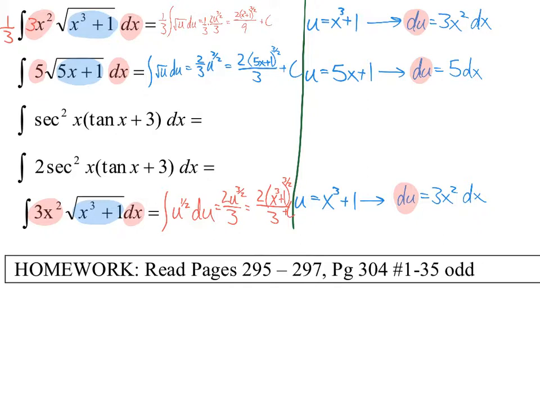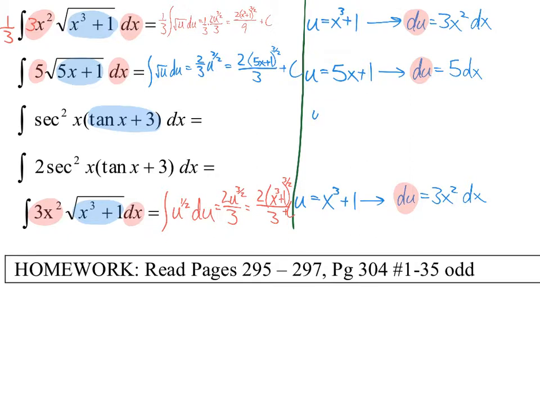So the previous two, the two that we skipped, this is where things can get challenging, because you think to yourself, okay, wait a sec. Do I make the secant squared my u? Do I make the tangent plus 3 my u? Is the u just tangent? How do I handle this? Okay? Well, you have to think, and you just have to try. A number of you thought that the u might be the tangent x plus 3. Okay? So let's try that out.